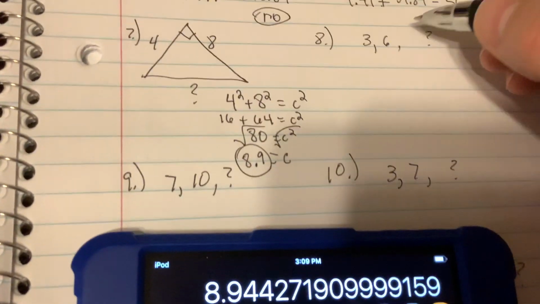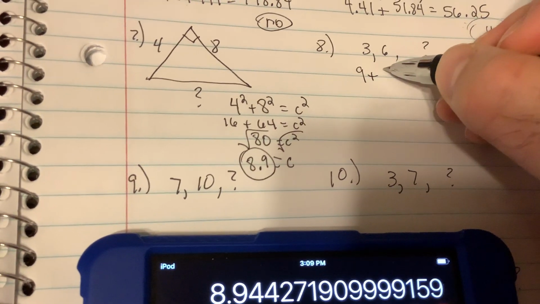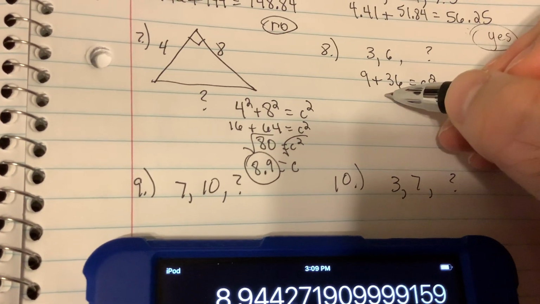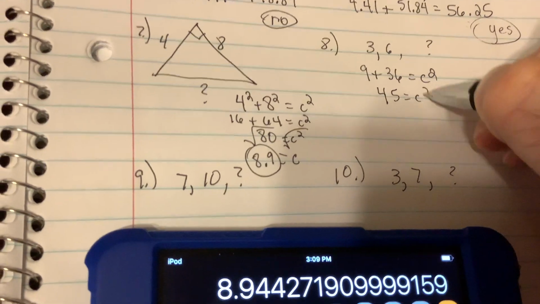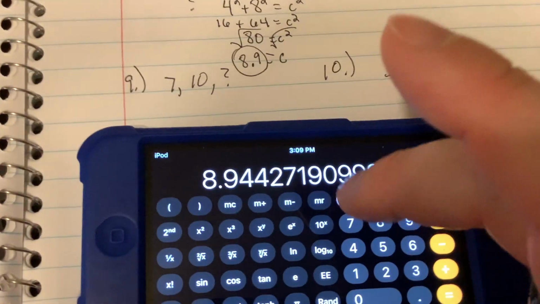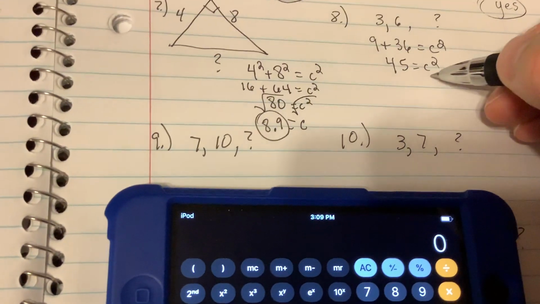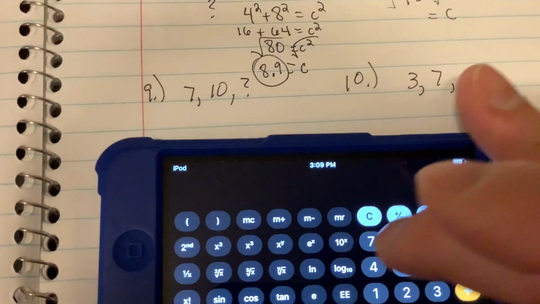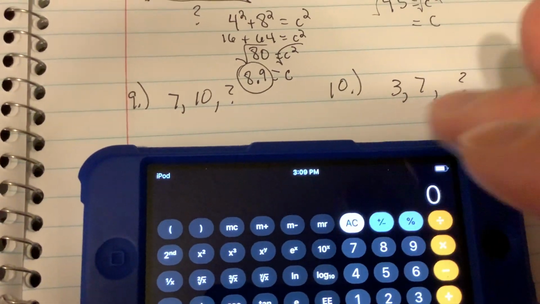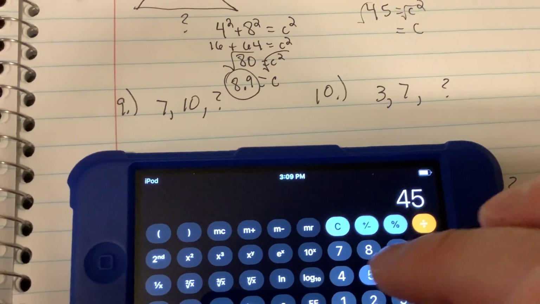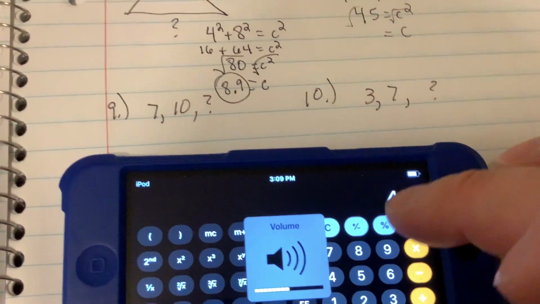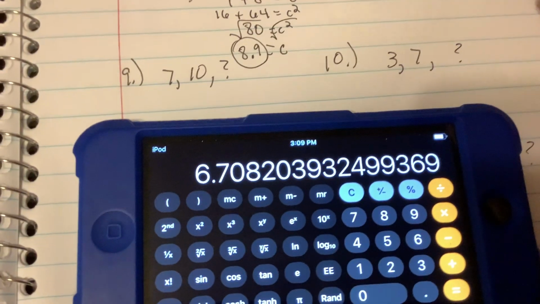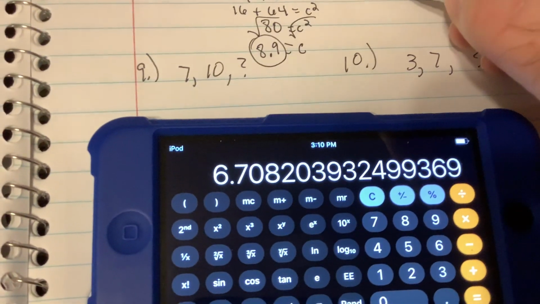Okay, so this one's going to be 9 plus 36, I'm squaring these, equals c squared. So this is going to be 45 equals c squared. So we're going to need to find the square root of 45. To solve for c, you're going to square root them. So 45, you're going to square root it. It is 6.7 rounded to the nearest tenth.